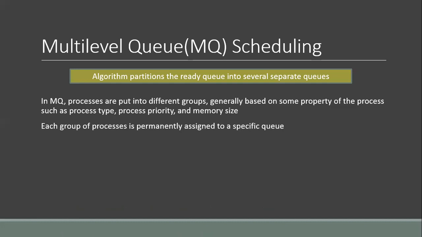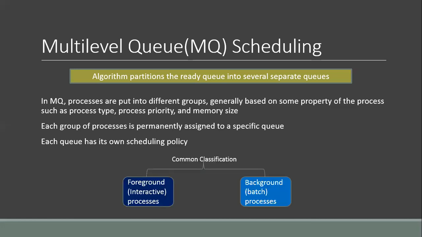Each group of processes is permanently assigned to a specific queue. As we have divided the ready queue into several separate queues, each group of processes is permanently assigned to a specific queue. Each queue has its own scheduling policy. This means the scheduling policy can vary from one queue to another, based upon the response time requirements. For example, we can use a different scheduling policy for each queue.